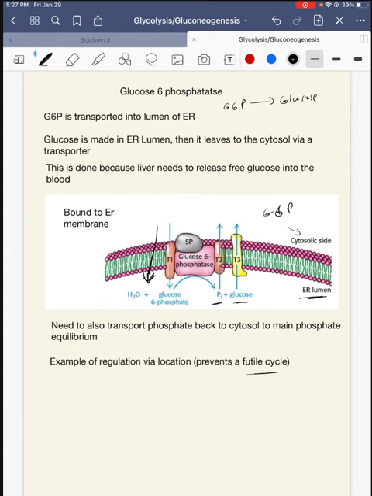And then once we made glucose, now the liver can release this free glucose into the blood, and it's able to raise blood glucose levels. So gluconeogenesis is done when you have low blood glucose levels. And glycolysis is done when you have high blood glucose levels, so you're trying to lower it. So you're taking glucose into the cell and you're running glycolysis. Okay, and then we also have to transport this phosphate back to make sure our phosphate levels in the cytoplasm are maintained at equilibrium.